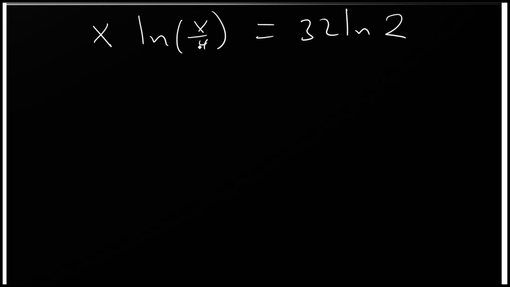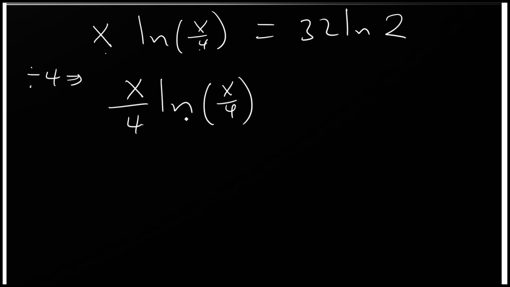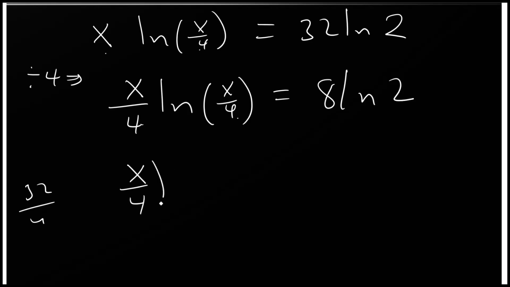Now, let's make this side and this side equal. So we can only do that by dividing 2 by 4. So that will be x on 4 ln of x on 4. See the point? This and that are equal. So over 4 will be 8, 32, so 8 ln of 2. So we have x on 4 ln of x on 4.